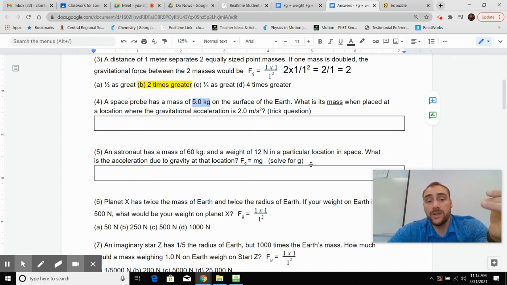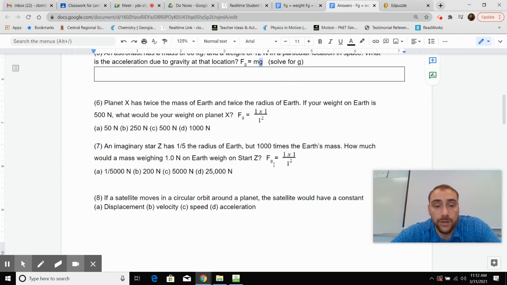In 5, you're given a mass of 60 kg. You're given a weight of 12 newtons at a particular location in space. They want to know what the acceleration due to gravity is at that location. So you're solving for g. You have the force of gravity is 12 newtons. You have the mass of 60. Isolate it to get g. You're good.